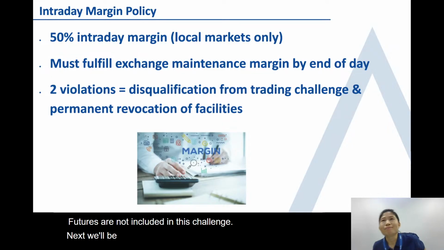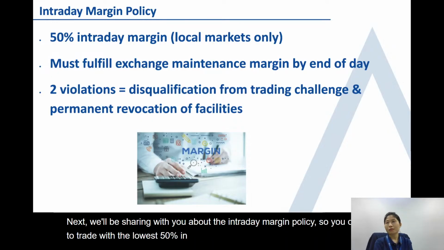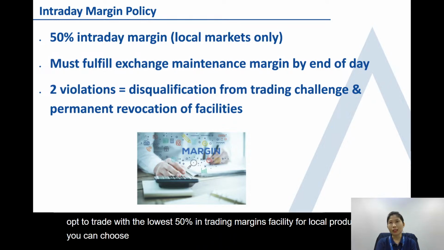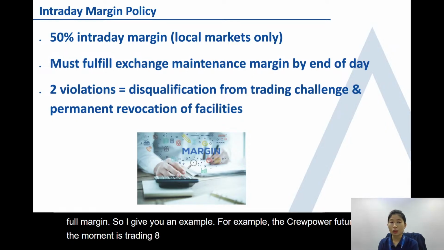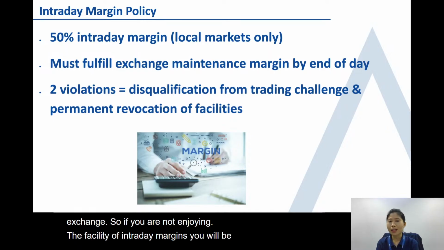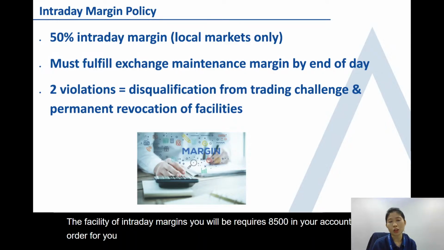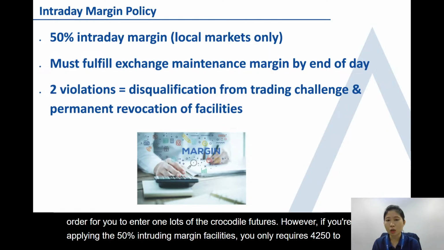Next, we'll be sharing with you about the intraday margin policy. You can opt to trade with the lower 50% intraday margin facility for local products, or you can choose to trade without the 50%, meaning that you trade with the full margin. I'll give you an example. For example, crude palm oil futures at the moment are at 8,500 per lot. This margin is set by the exchange. If you are not enjoying the intraday margin facility, you will be required to have 8,500 in your account in order to enter one lot of crude palm oil futures. However, if you are applying the 50% intraday margin facility, you only require 4,250 to enter one lot of crude palm oil futures.